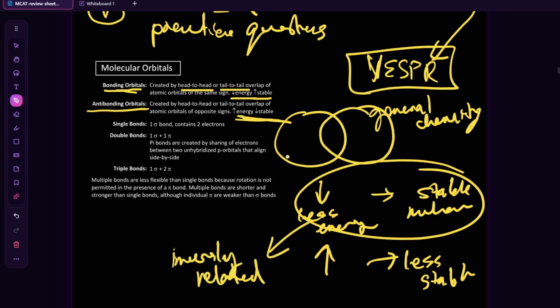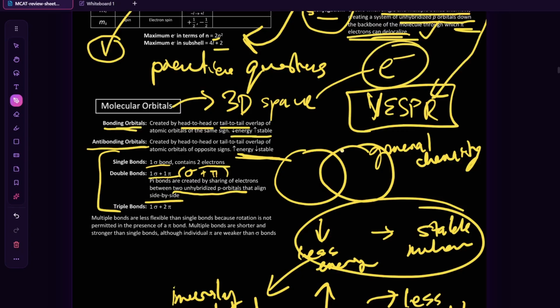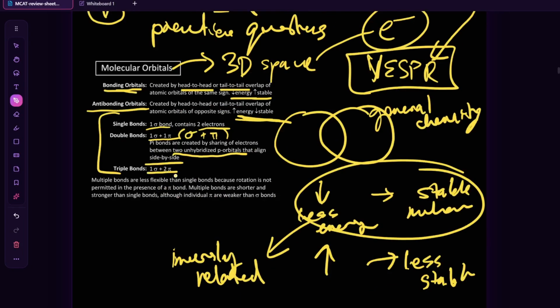So single bonds, this should be general chemistry review at this point. Single bonds have 1 sigma and contain 2 electrons. A double bond is sigma and pi, like this, sigma plus pi. Pi bonds are created by sharing electrons between 2 unhybridized p orbitals that align side by side. You want to think of orbitals as existing in 3D space, and these orbitals are areas where electrons exist. And a triple bond is 1 sigma and 2 pi.